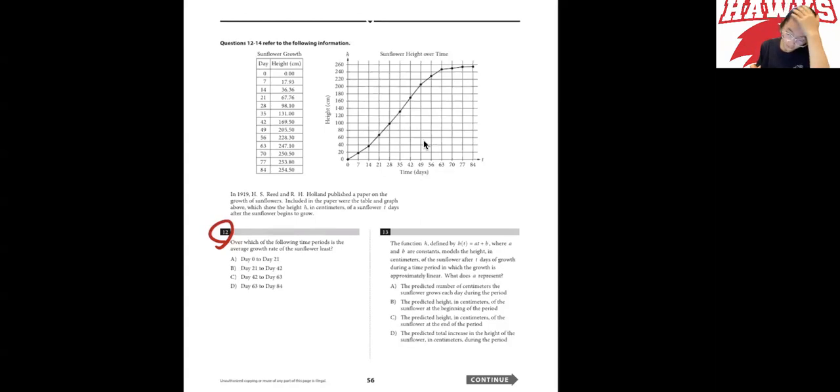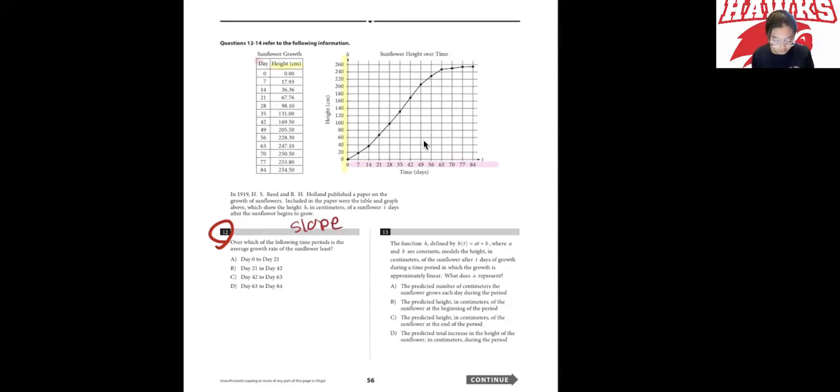So, here on the y-axis, we can see the height. Here on the x-axis, we can see the time. And this corresponds to this, and this corresponds to this. It's pretty clear, nice and simple. This question will be a slope question, and you'll know why.